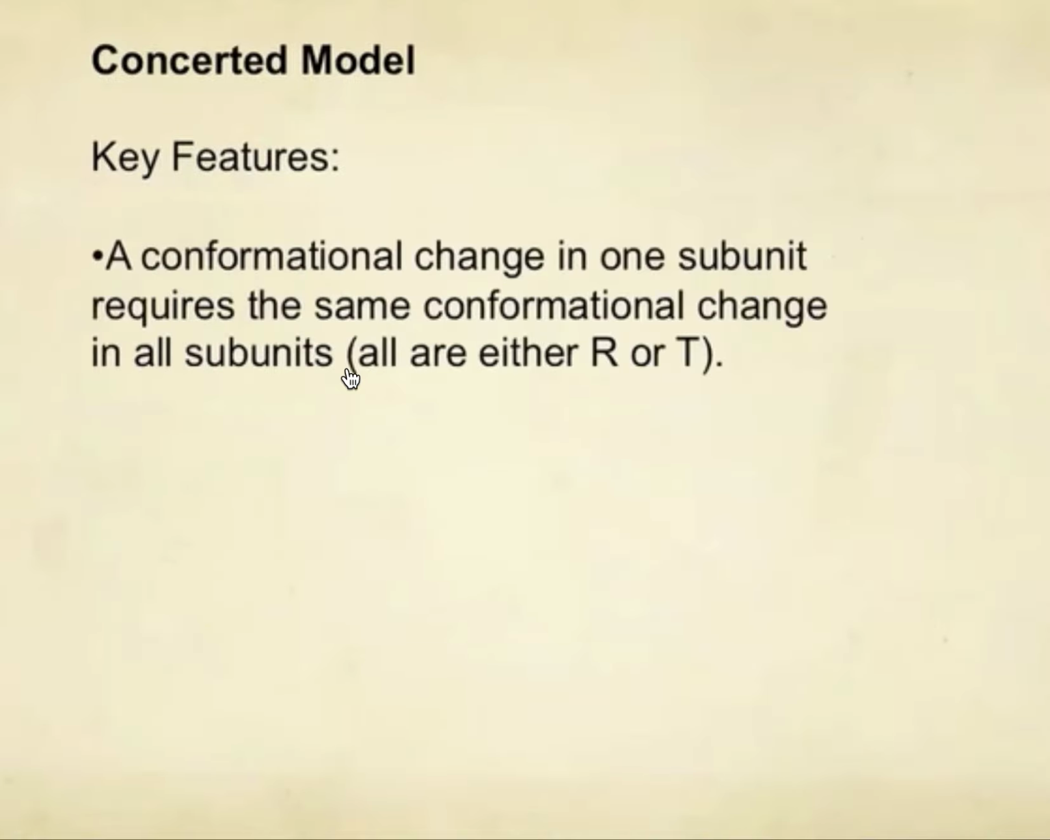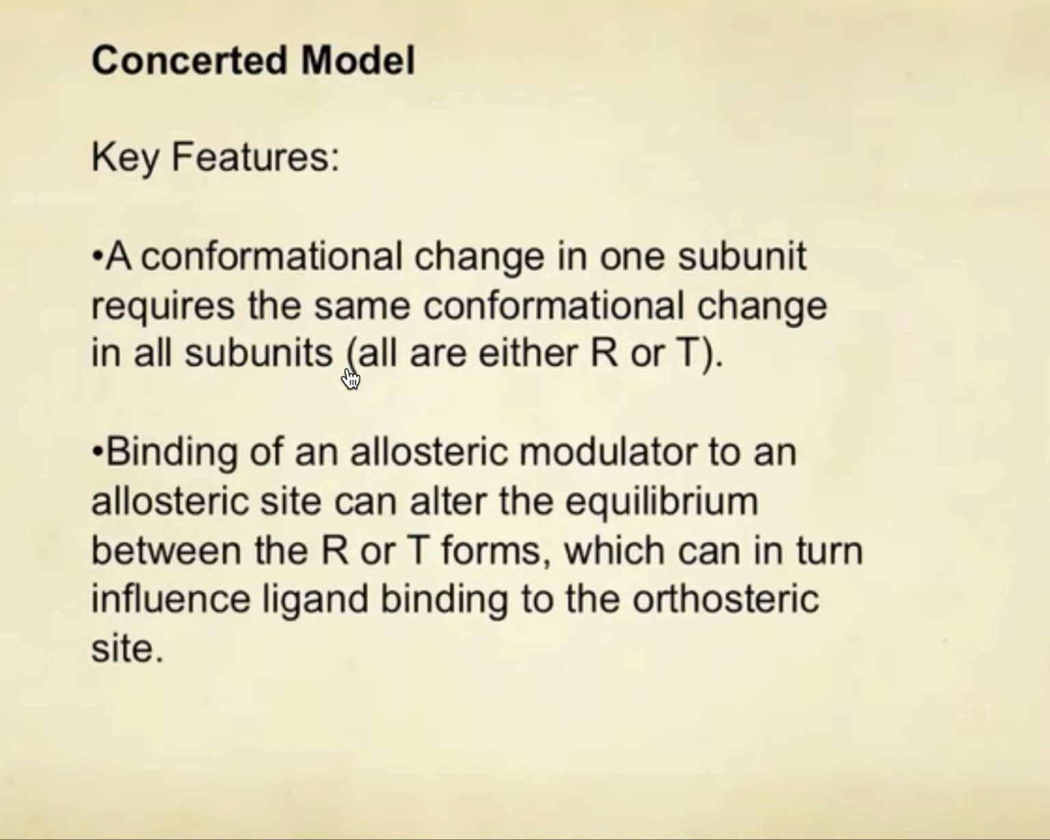So the concerted model, again, this is the Monod, Wyman, Changeux model. Key features are there's a conformational change at one subunit from R to T. But the important feature here is that in the Monod, Wyman, Changeux model the change is concerted. Concerted means that all of the subunits have to be in the same state, either T or R. So in other words, if you have a tetrameric molecule, all four subunits have to be either R or T. And so when a drug molecule binds to one of the monomers, it can't just convert that monomer from T to R. It has to either have no effect or convert all four of the monomers.